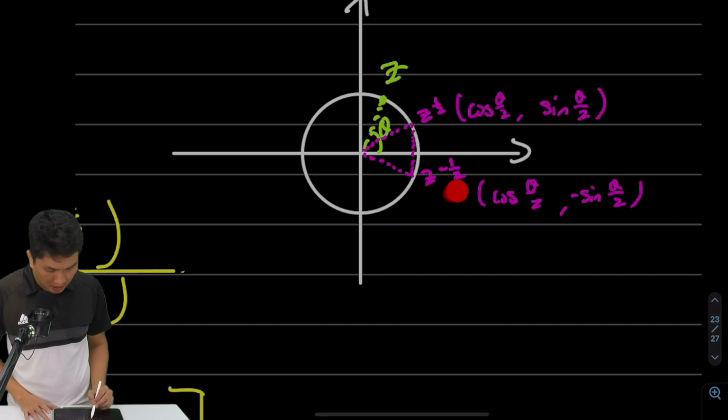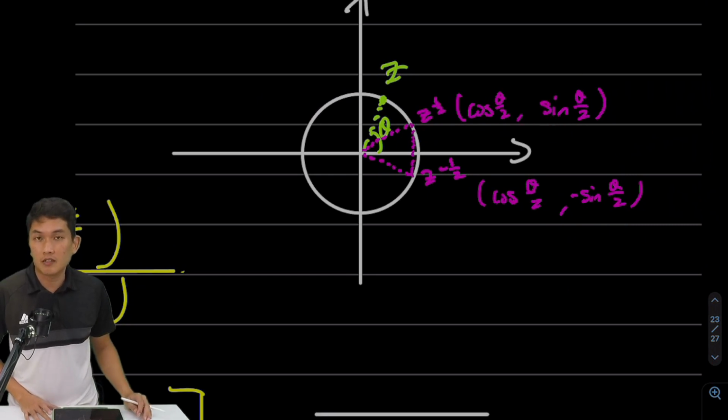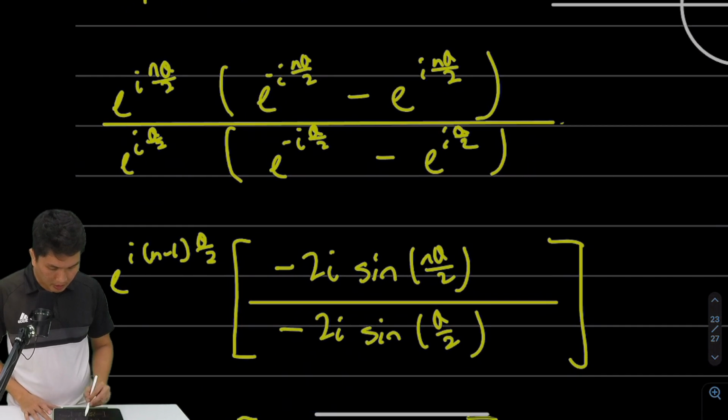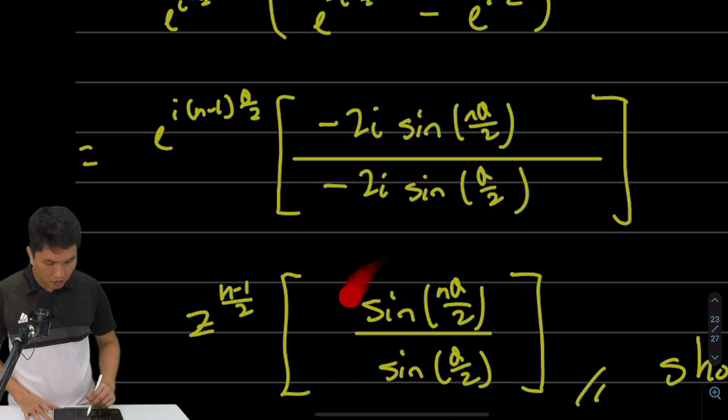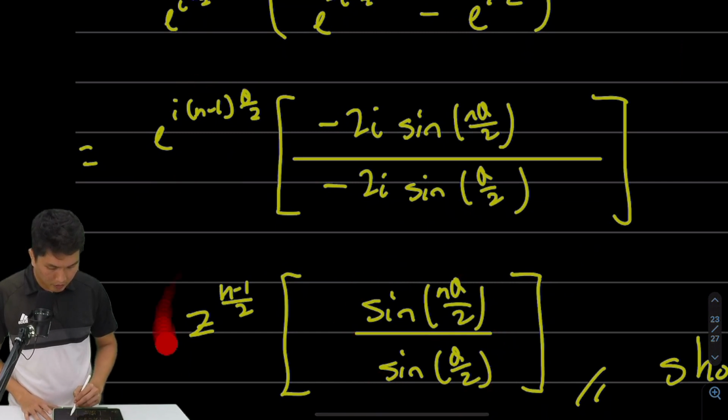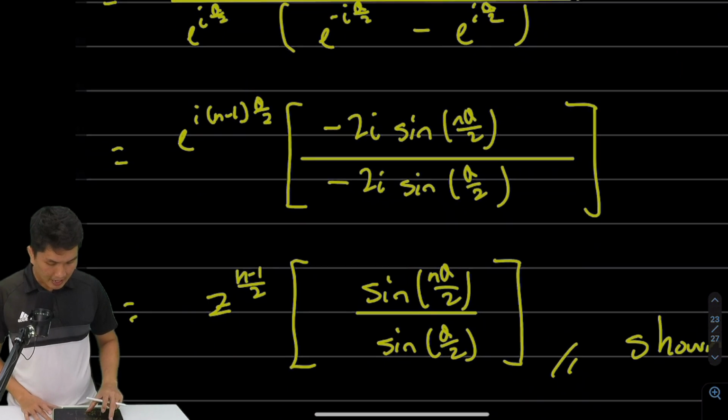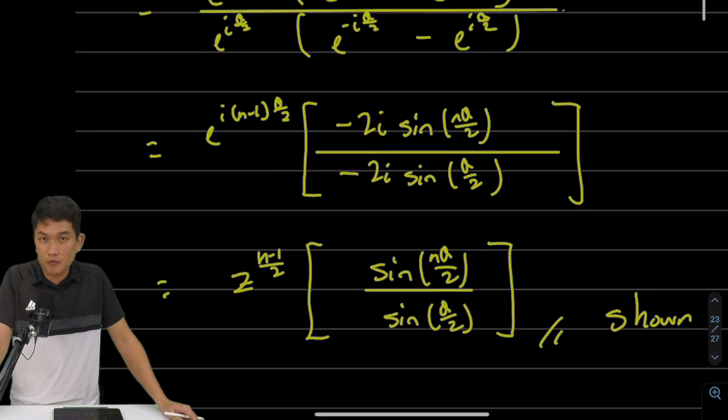If we take the negative one minus the positive one, I'm going to get cosine theta over 2 minus cosine theta over 2, that's 0. And then I'm going to have negative sine theta over 2 minus sine theta over 2. So that's minus 2 sine theta over 2. So this one will give me negative 2i sine n theta over 2. The bottom one will give me negative 2i sine theta over 2. We can cancel off the negative 2i, and that will give me the sine n theta over 2 and sine theta over 2 that we saw in the question. Not to forget to convert this into z to the (n minus 1) over 2. And we have managed to show what the question wants us to show.